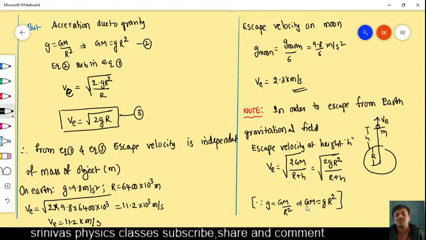What is capital G? Universal gravitation constant. What is capital M? Mass of the earth. Have you understood till now? This is about escape velocity. That escape velocity formula derivation up to equation 3 is very important.